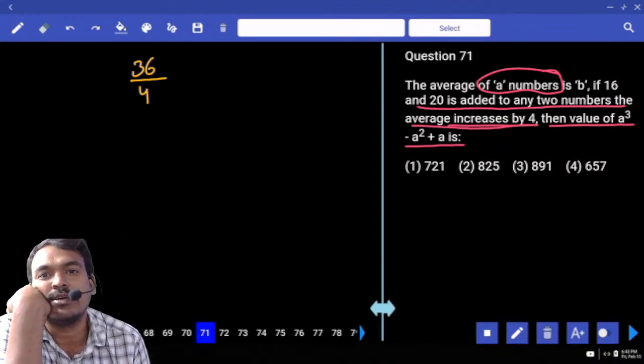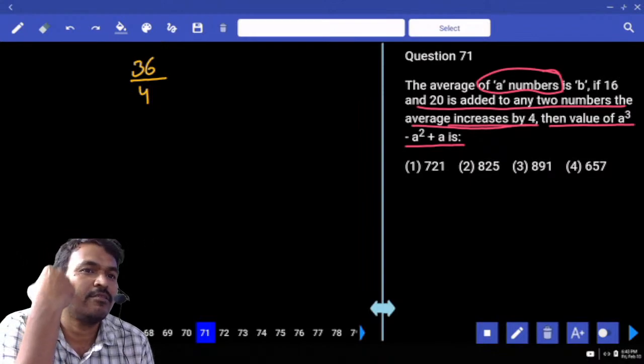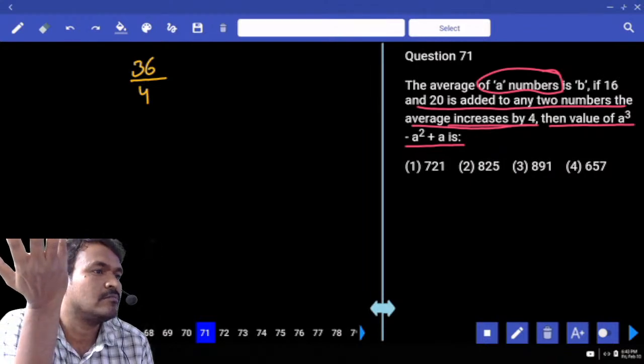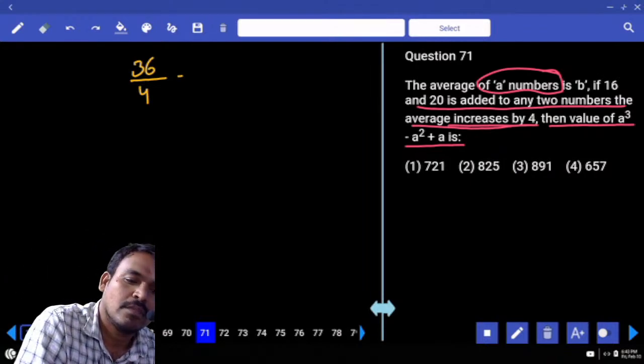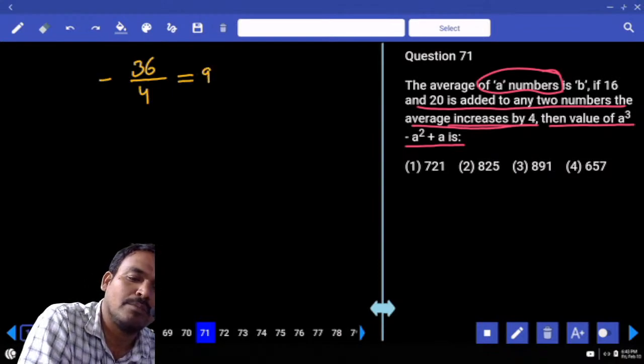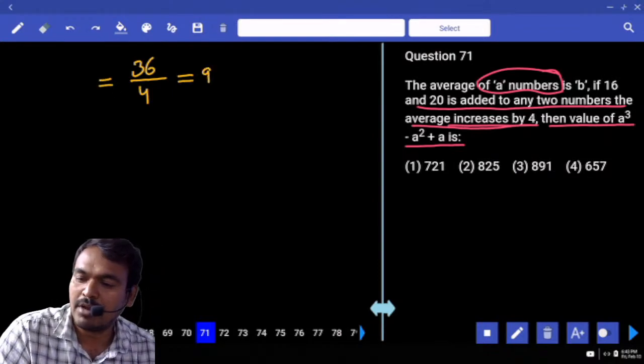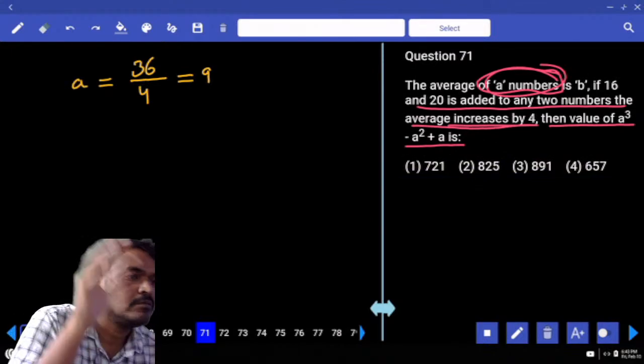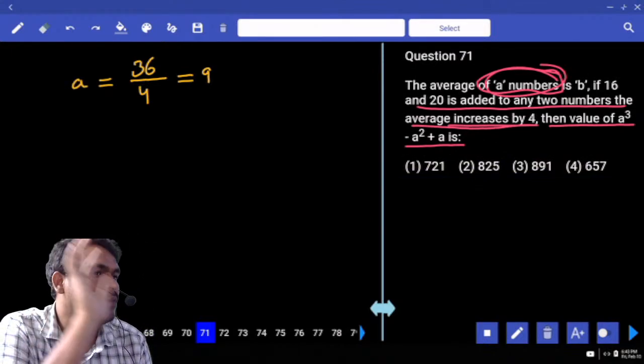What is the increased sum? 36. What is the increased average? 4. Increased sum divided by increased average, we get the number of students, right? 36 by 4, 9. That 9 equals the number of students, right? But here the number of students means A, right? A equals how much value? 9, right? We are not breaking the rule.